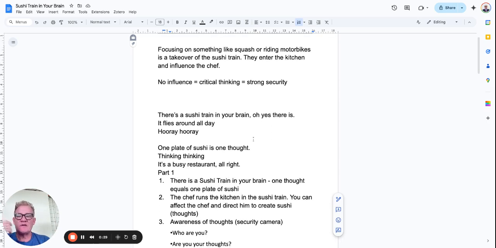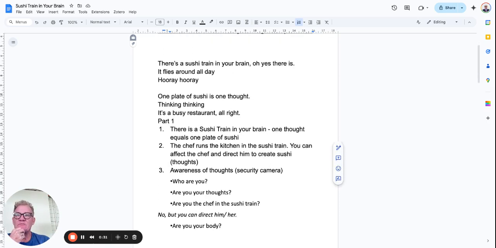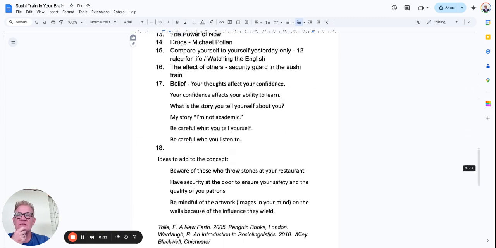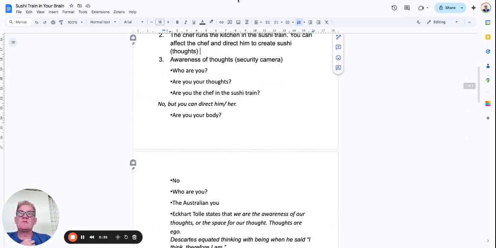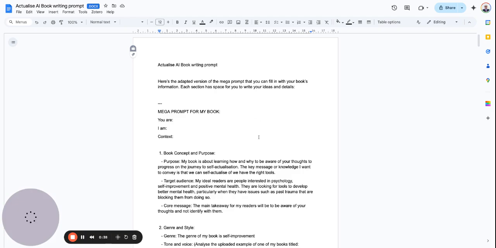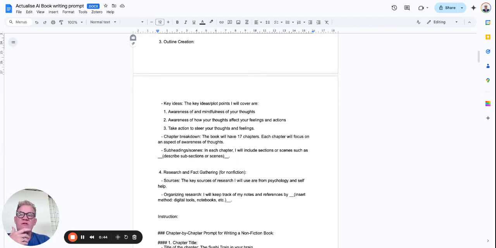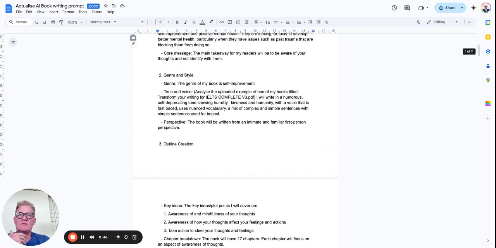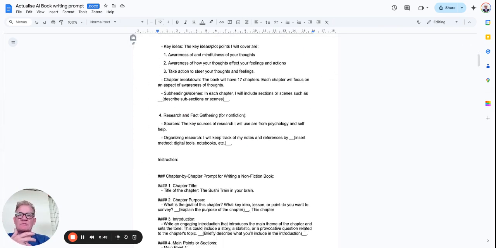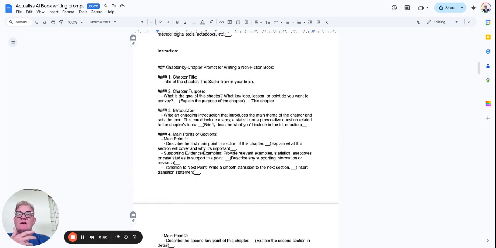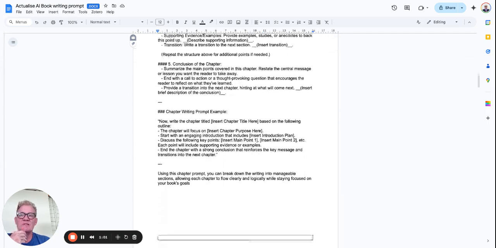So I've got my document here, which is sort of rough notes from over the years. What I've done then is try to find a mega prompt for the book, which I haven't used totally, but it's telling me what the start of my mega prompt. So it's the start of my prompt, and then I've gone to chapter by chapter. So I've sort of taken ideas from the mega prompt, and I've taken some ideas from this chapter by chapter.